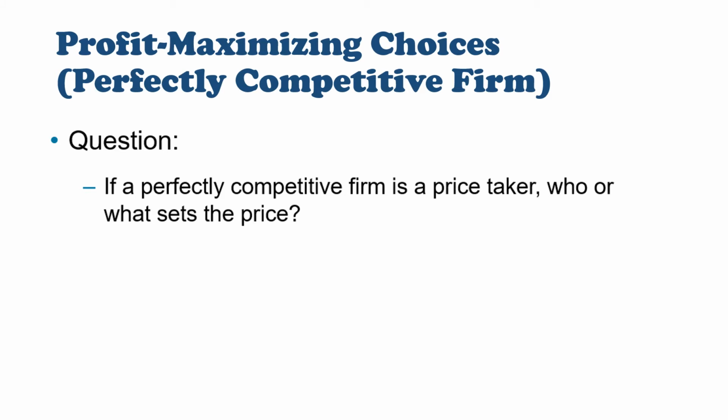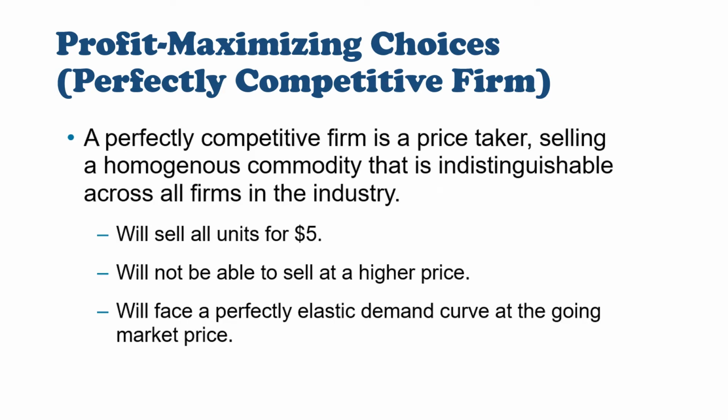So question, if a perfectly competitive firm is a price taker, who or what sets the price? A perfectly competitive firm is a price taker selling a homogeneous commodity. So they will sell all units for $5, will not be able to sell at a higher price, and will face a perfectly elastic demand curve at the going market price.